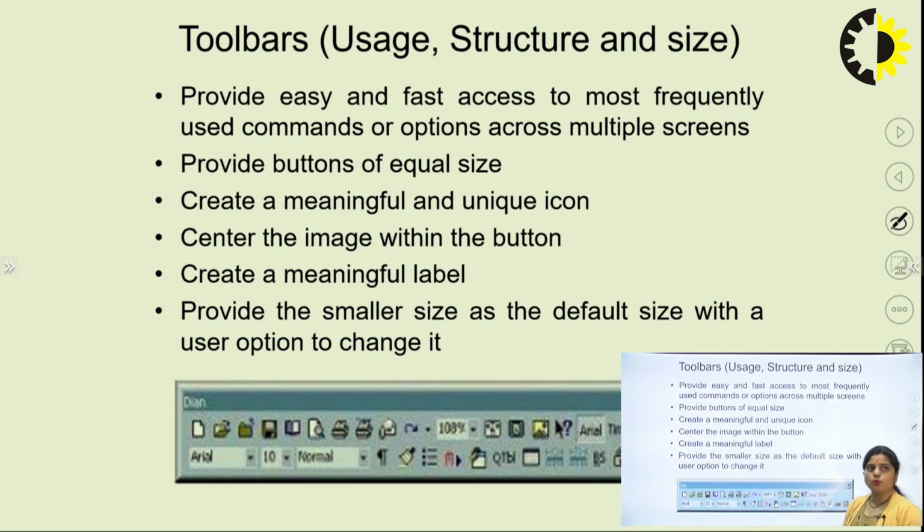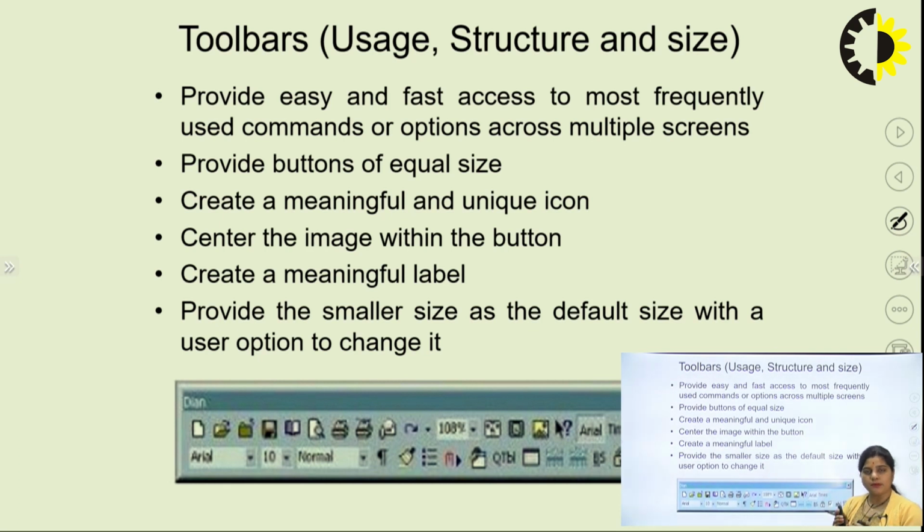The next one is toolbars: the usage, structure and the size of the toolbars. The next screen-based control is toolbars. So what does it provide? It provides easy and fast access to the most frequently used commands or options which are used across multiple screens. It also provides buttons of equal sizes. It creates meaningful and unique icons, and centers the images within the buttons.